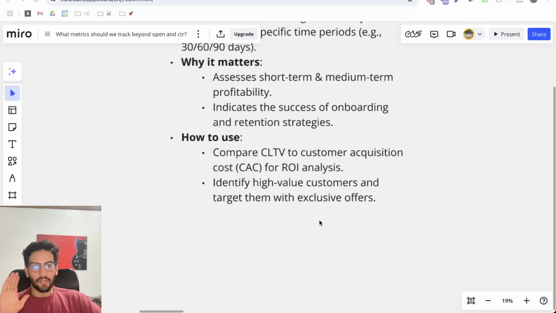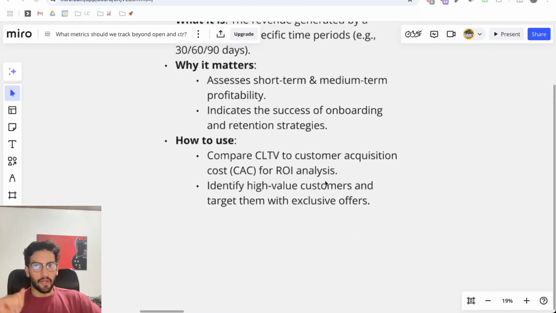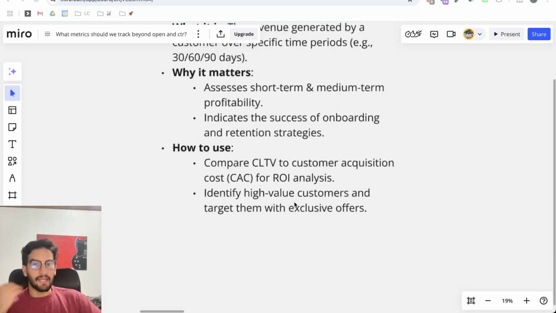How to use it? You can compare LTV to customer acquisition cost, CAC, for ROI analysis and see exactly where your business is at, and if you have a healthy ratio, which I'm going to cover later. That's another metric we can definitely track. You can also identify high-value customers and target them with exclusive offers. You can have a VIP flow, for example, which works really well.